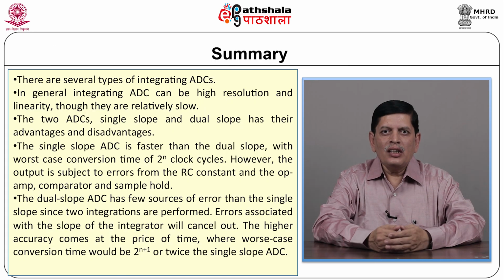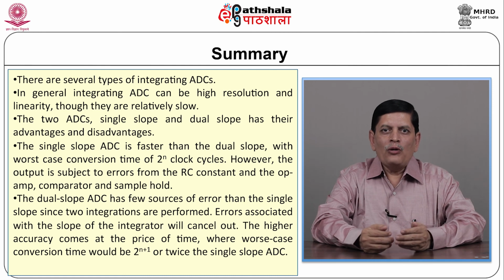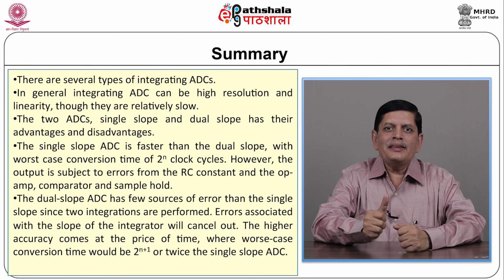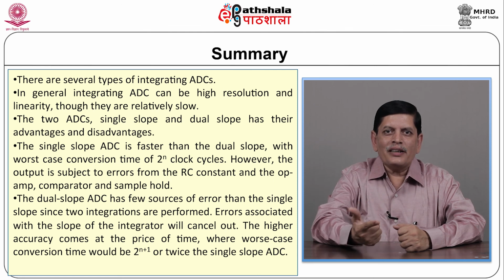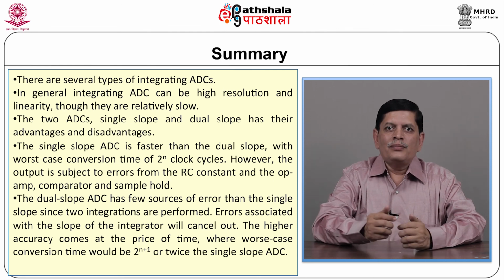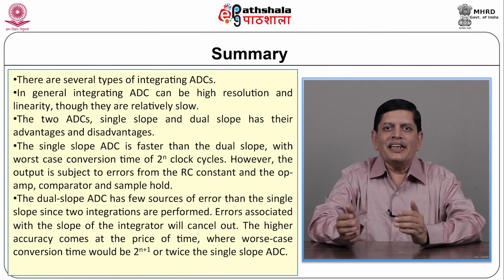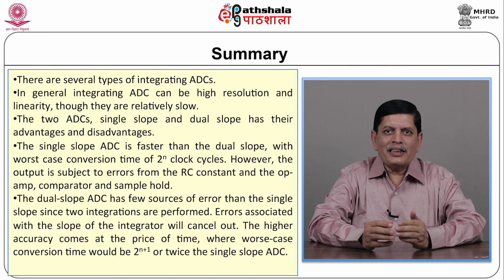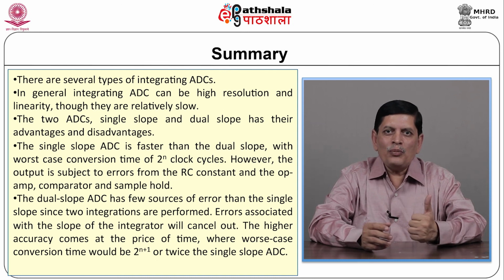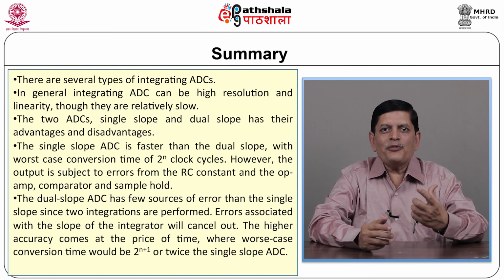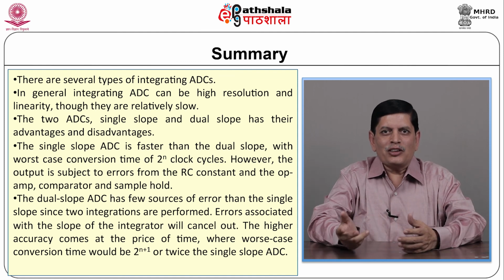Let us summarize a few important points regarding this module. In this module, we have focused on two different types of ADCs. The first one is single slope ADC and the second one is dual slope ADC. The major component of both the ADCs is the operational amplifier based integrator. This integrator can be used to generate either a single slope or two slopes. The first slope is always a fixed slope and the second one is a variable slope.